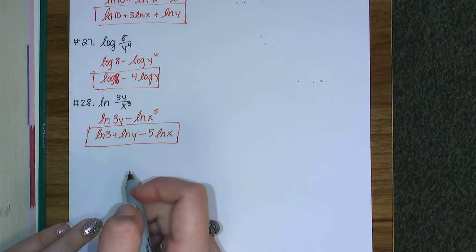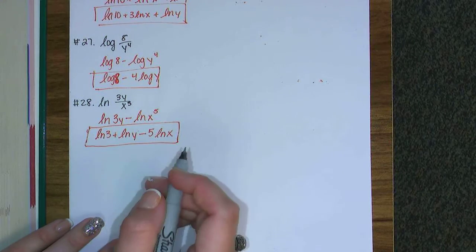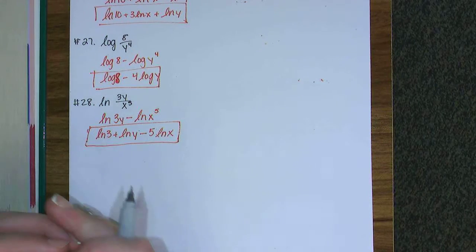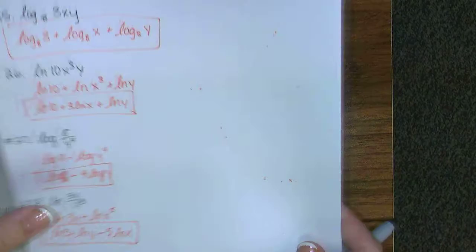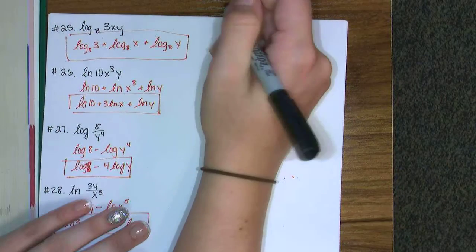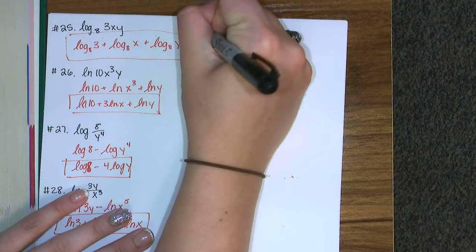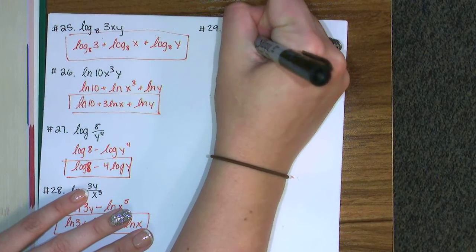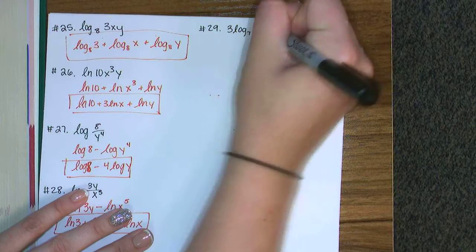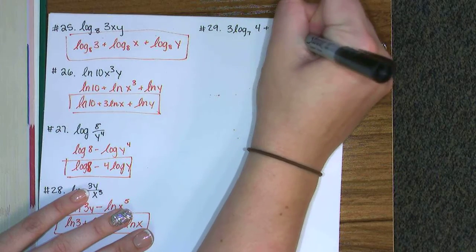But now we need to do some where we condense things down smaller. So, go up here. So we're doing the reverse now. So number 29, 3 log base 7 of 4 plus log base 7 of 6.